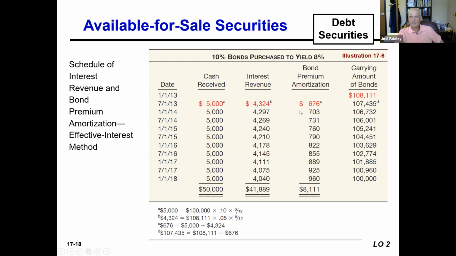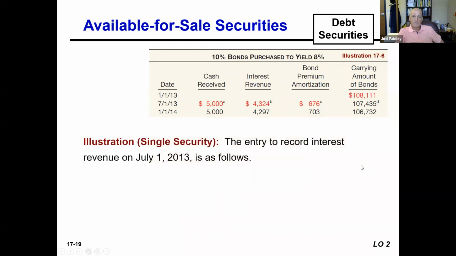Then we do the same thing the next 6 months. And you can see instead of going up, that 108,111 is being amortized all the way down to 100,000. It's going the opposite direction, isn't it? But whether it's a discount or premium, in the end, after the amortization, it's 100,000 if you keep these available for sale securities that long. You're probably going to sell it before it's over, but not necessarily.